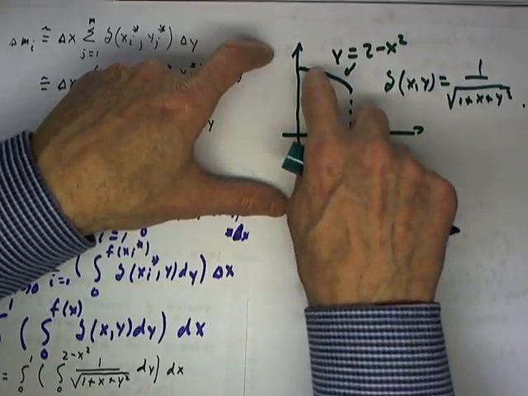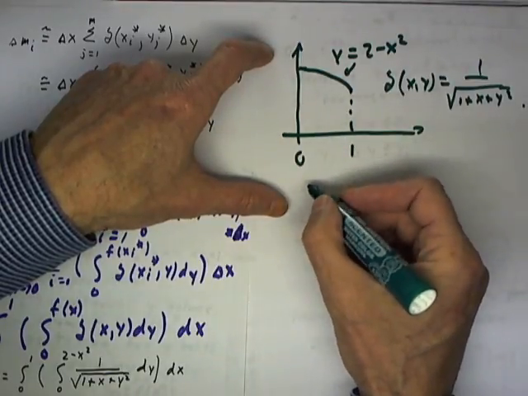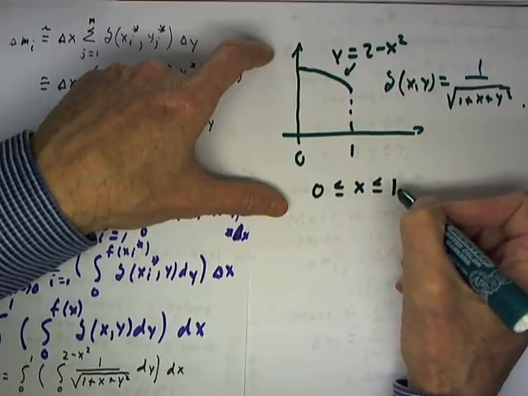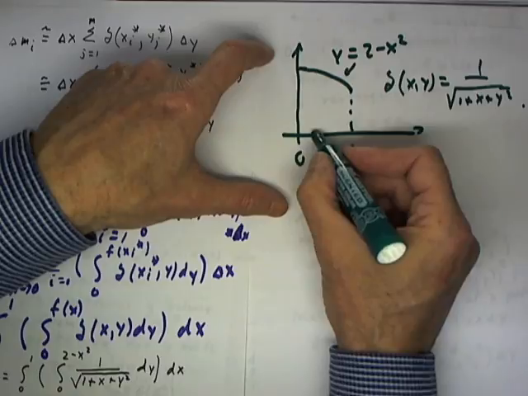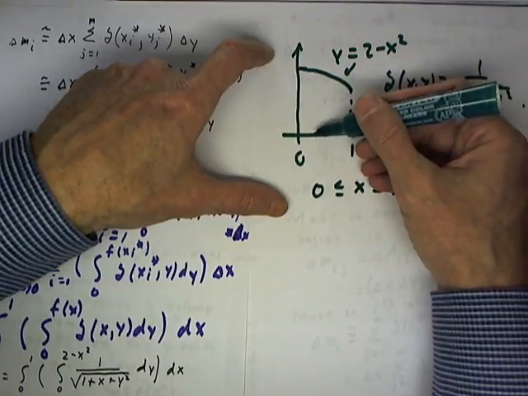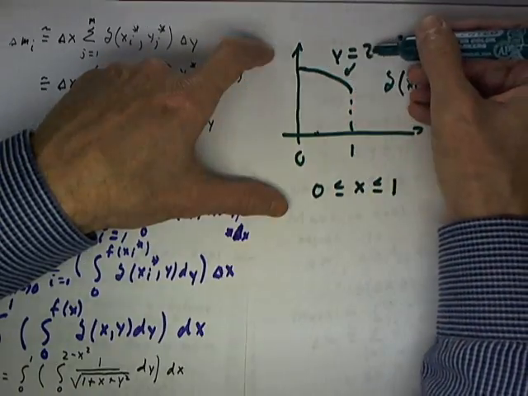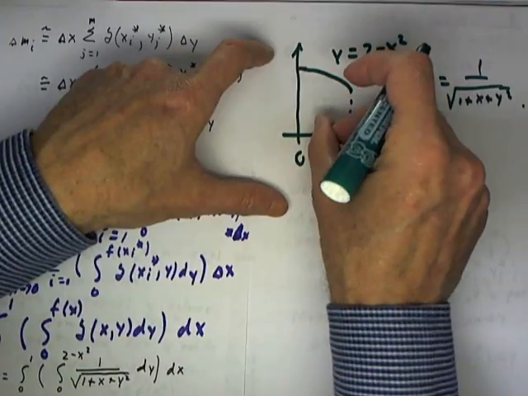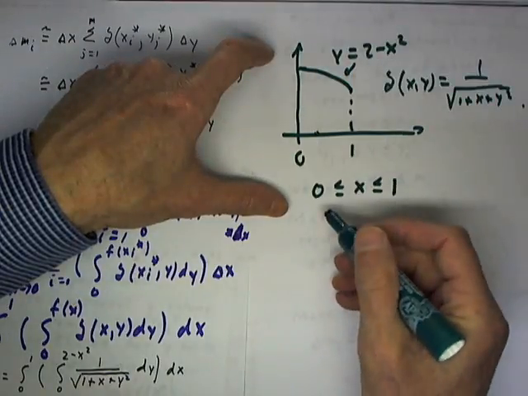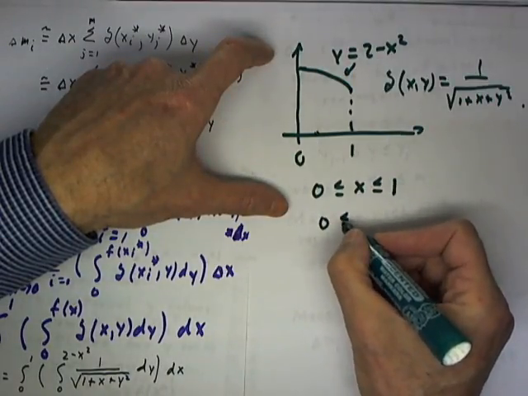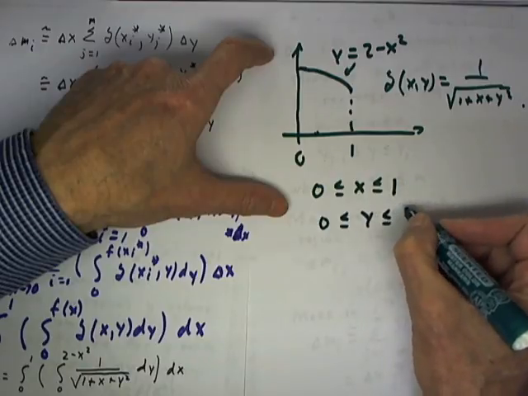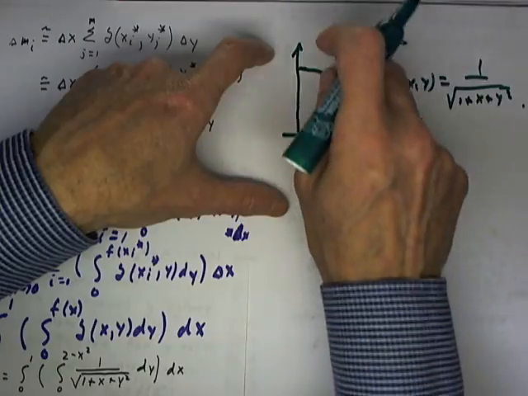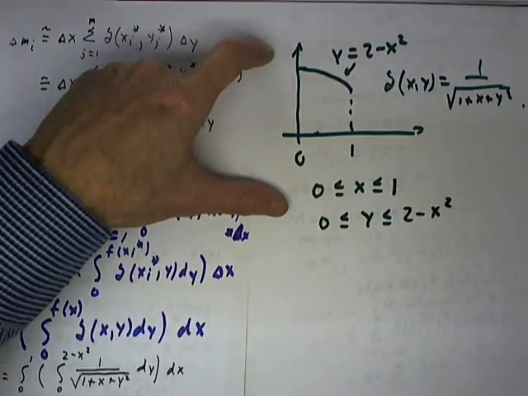Our region can be described as follows. It can be described as 0 less than or equal to x less than or equal to 1. And if x is a point in this region, then y runs from 0 to 2 minus x squared. So for any x between 0 and 1, we let y run from 0 to 2 minus x squared. And we have a description in terms of inequalities of this region.